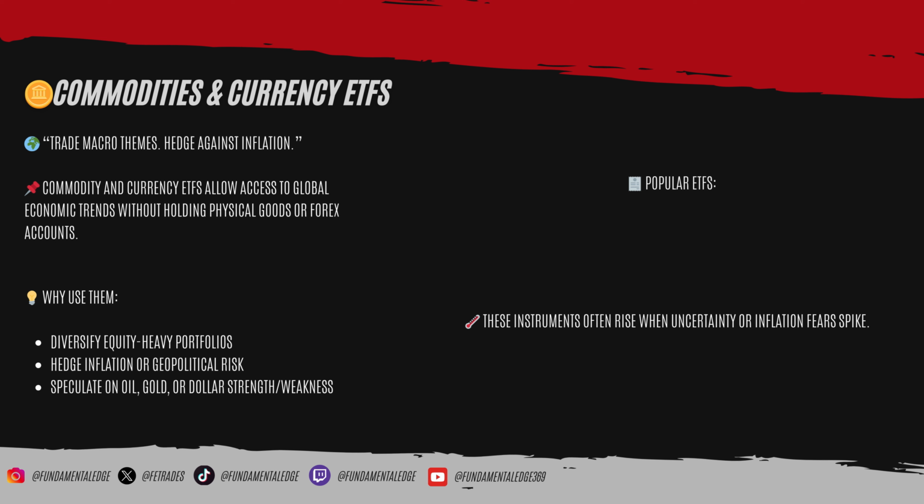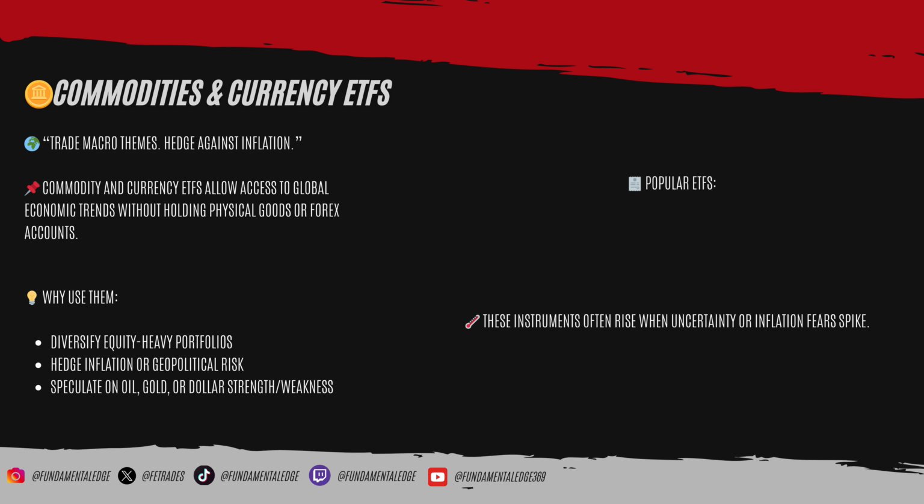USO tracks crude oil prices and gives you energy exposure. UUP tracks the US dollar against a basket of foreign currencies. SLV, silver, part industrial, part precious metal. These instruments can perform well during times of uncertainty or when inflation fears are rising, but they also move based on global supply chains, geopolitics, and central bank policies. So be sure you understand the context you're trading in.